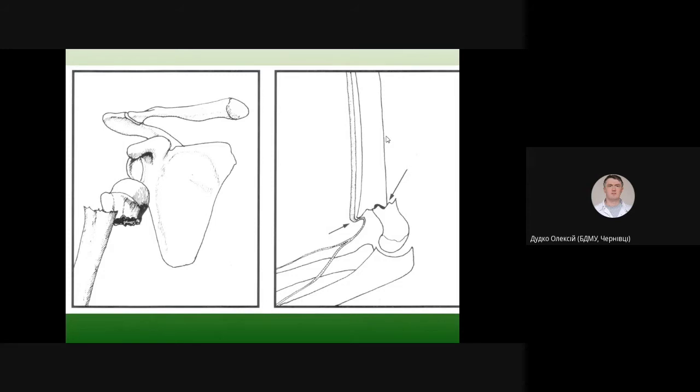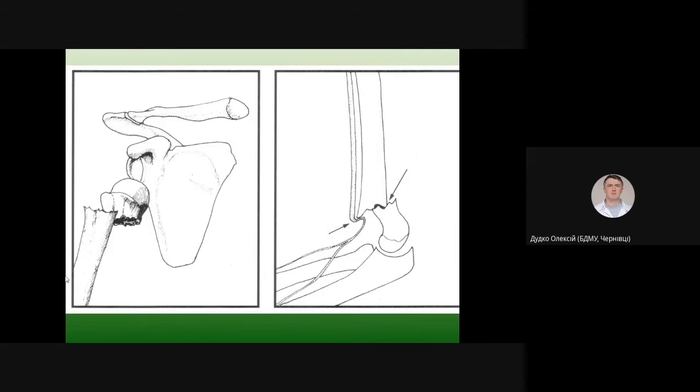This is another pattern. It's quite a complicated injury when the dislocation and the fracture are combined. So we should manage 2 problems. We should put the head of humerus in its place, reduce the dislocation, and then we should reduce the fracture and heal the fracture. Normally, you know the techniques for reduction of dislocations.